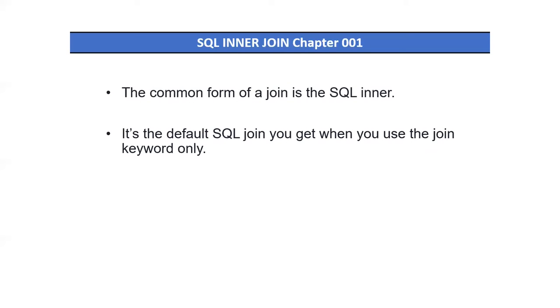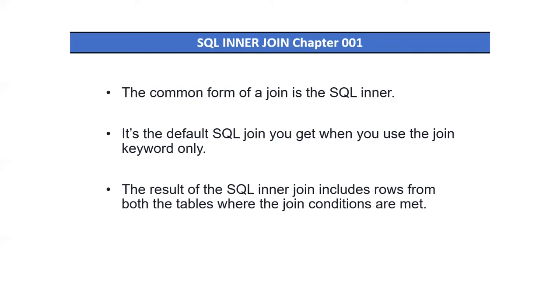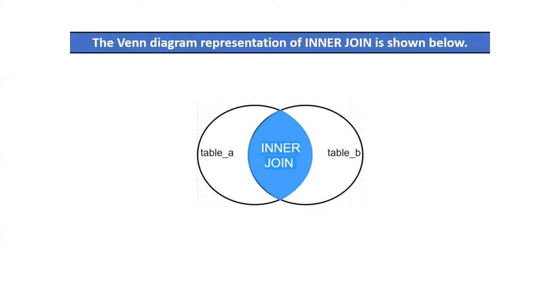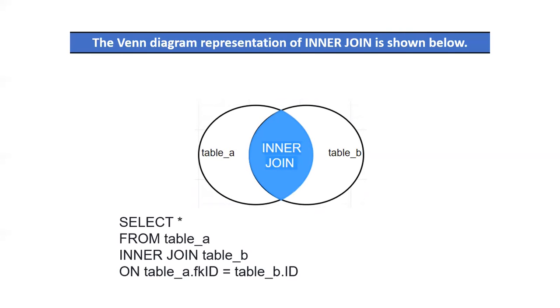The common form of join is the SQL inner join. It's the default SQL join you get when you use the JOIN keyword only. The result of the SQL inner join includes rows from both tables where the join conditions are met. Here is the Venn diagram representation of inner join. In logic, this is what is called an intersection. And here is what the basic inner join command looks like. We use the ON clause to specify the condition.